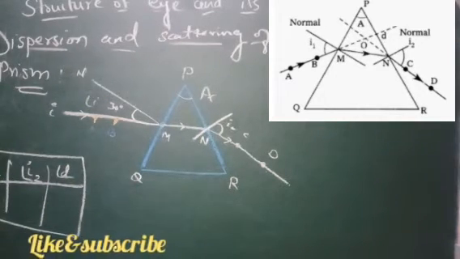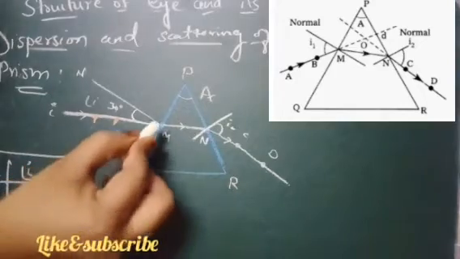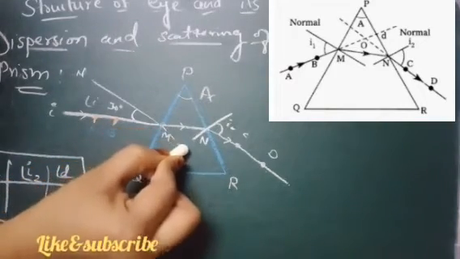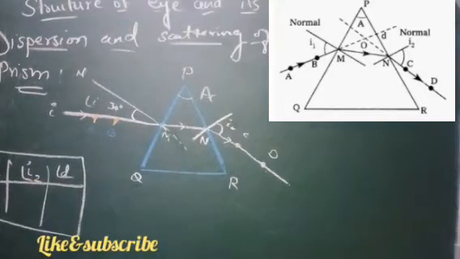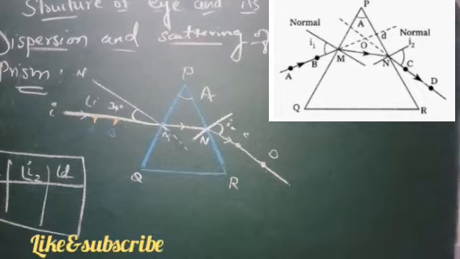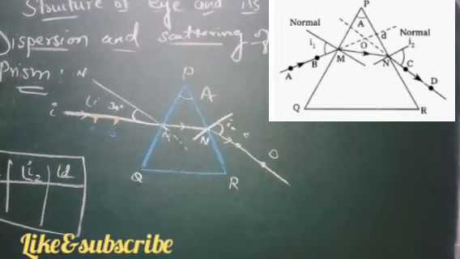Now what we have done, we have joined the points M and N. This normal also we are extending like this. And we have even joined AB, MN and CD. This represents the path of light when it suffers refraction through the prism.